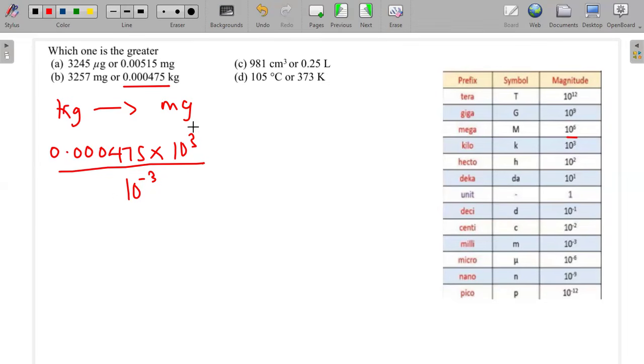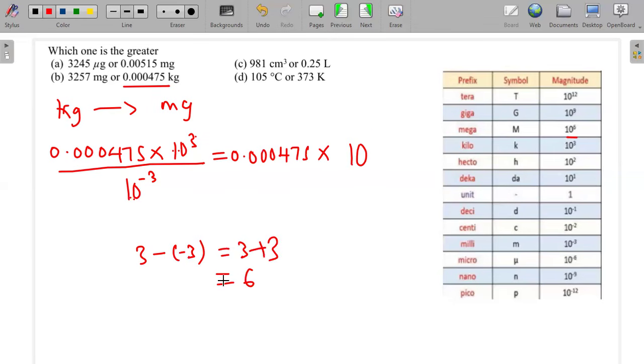Okay, we notice that we have 10 to the power 3 and then 10 to the power minus 3. So this will be the same as 0.0000475 multiplied by 10, and then I can subtract the powers. So it will be 3 minus, because these are dividing, minus 3, which is there. So this will just be 3 plus 3, and this will just be 6. So this will be 6 like that.